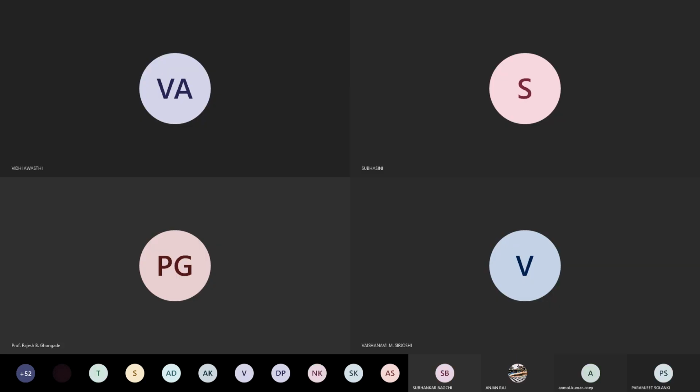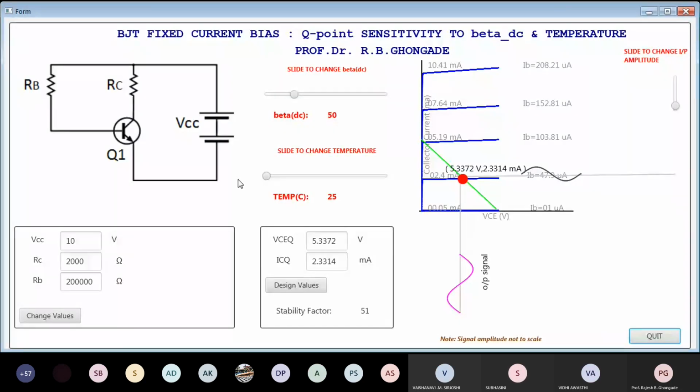Is this screen visible now? What do you see? Nothing is visible. The screen sharing has stopped. Okay, okay, we will go to that. Okay, is it visible now? Yes, sir.